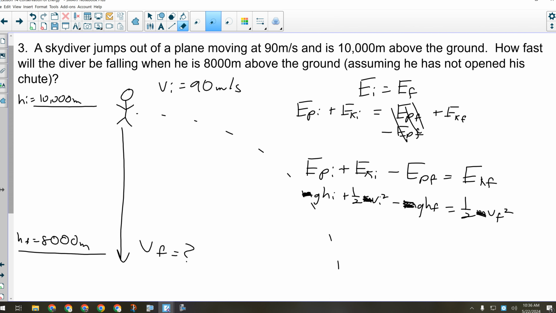So I'm trying to get VF by itself. What do I have to do with the 1/2? Divide it over to the other side. All right, that leaves me with VF squared. What do I want? VF. Sadie, what do I do with this one? Right, this one I square root because I'm looking for VF, which is one of the ones that's squared.